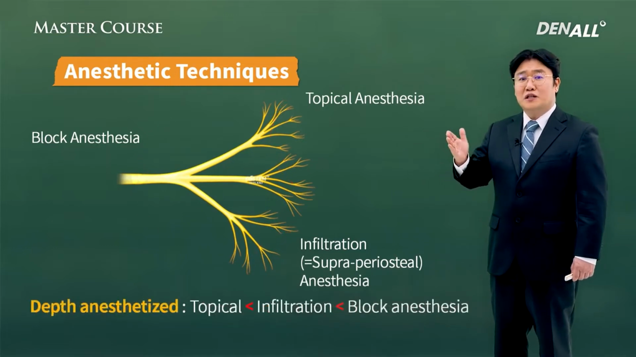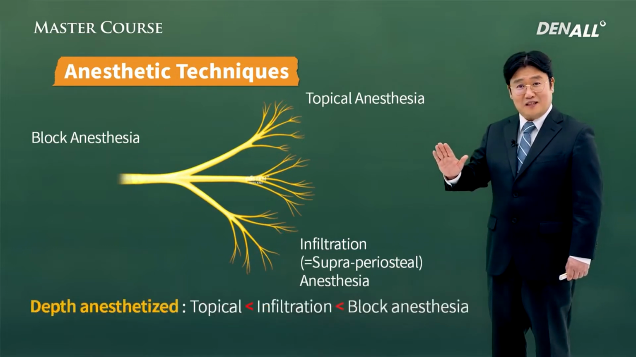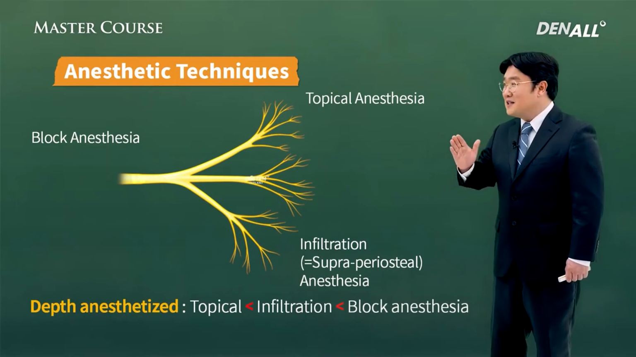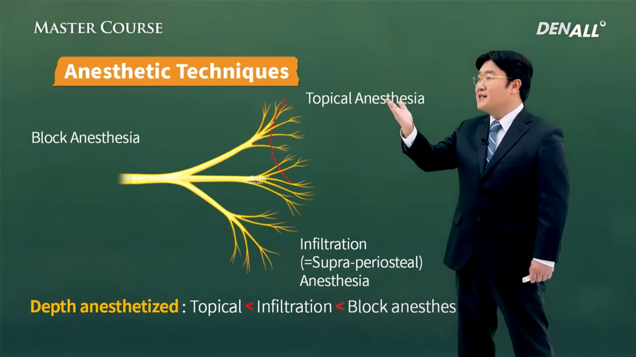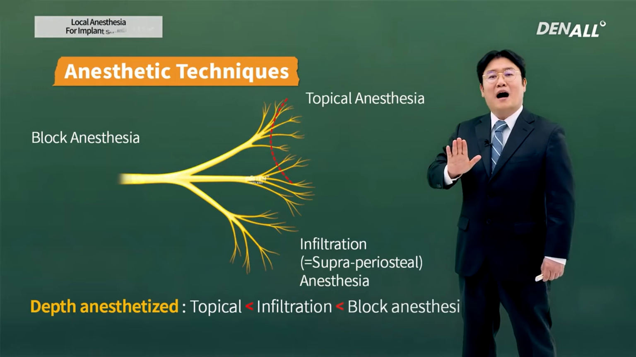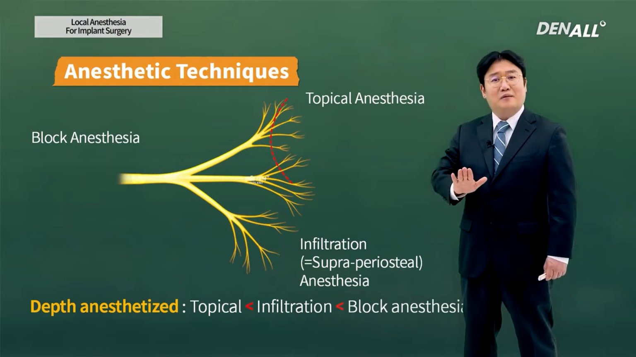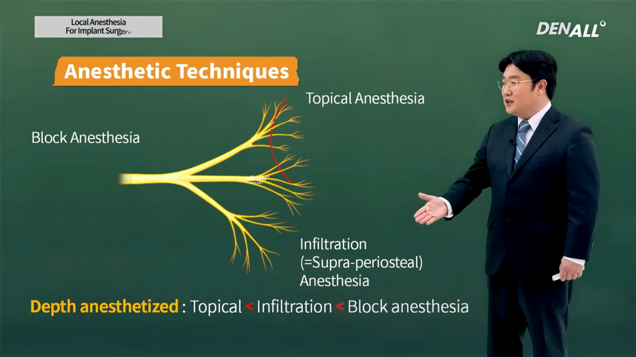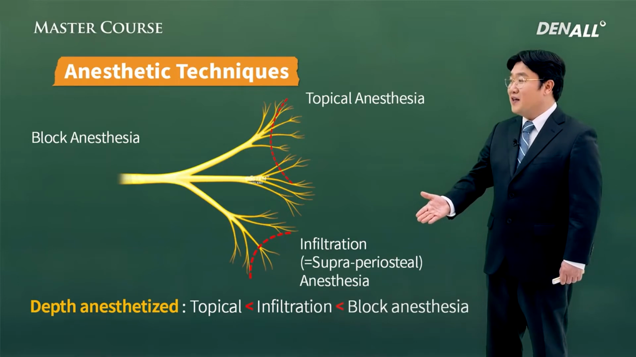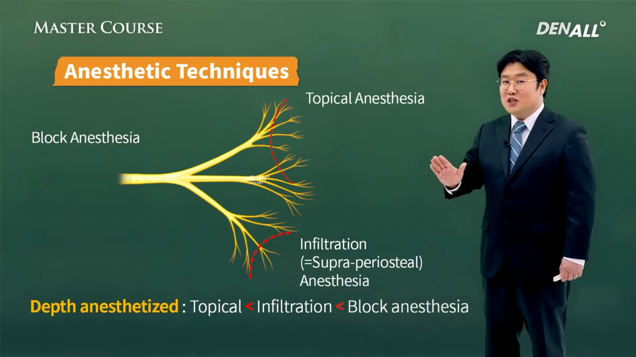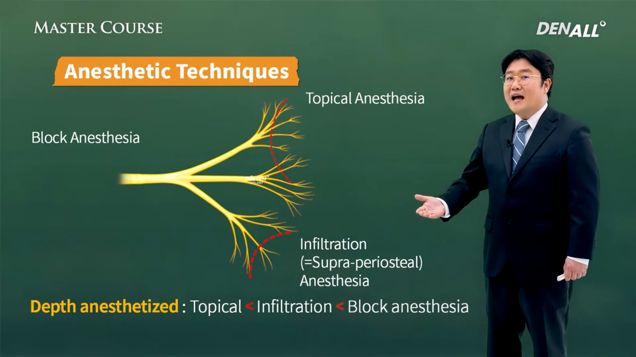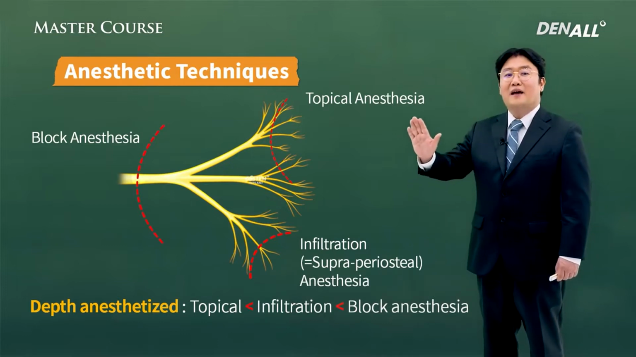Depending on the anesthetic depth, let's have the classification. The most shallow anesthesia can be achieved, as you know, with the topical anesthesia. It goes the shallowest in depth. Second, the infiltration anesthesia or supraperiosteal anesthesia, which is injected. The third one is the block anesthesia. It goes to the deepest depth and broadest area.